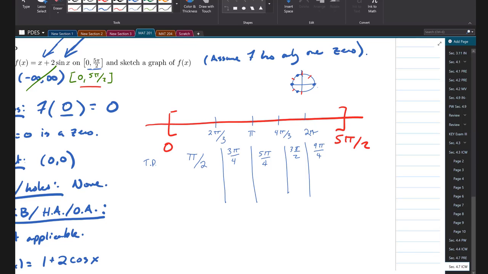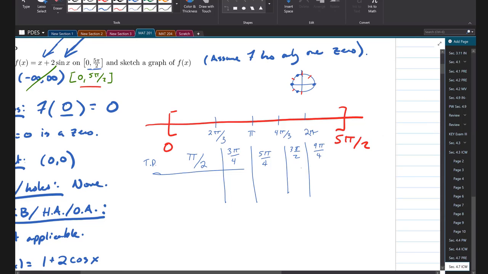How are we doing, folks? So those are my test points, and this one's sort of a bear to evaluate. I understand, but you know, that's life.